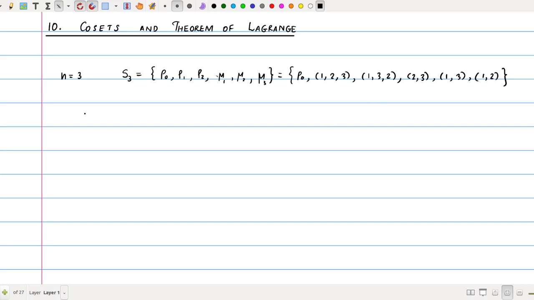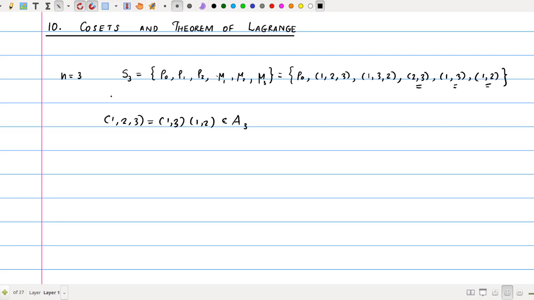Now if we consider the even permutations in this S3, we can see that these are expressed as a product of an even number of transpositions. If we consider these 3 cycles, then we can easily write (1 2 3) as (1 3) times (1 2). So this product is the same as (1 2 3). We can consider this as a product of 2 transpositions, so this belongs to A3.